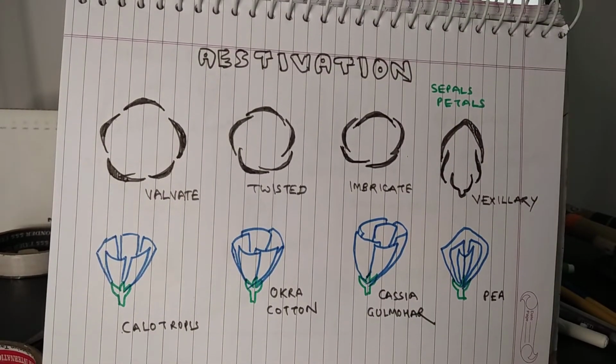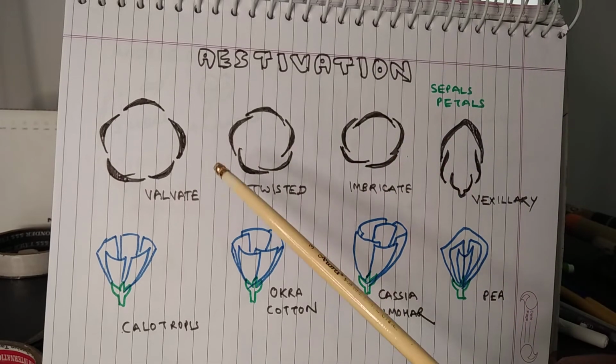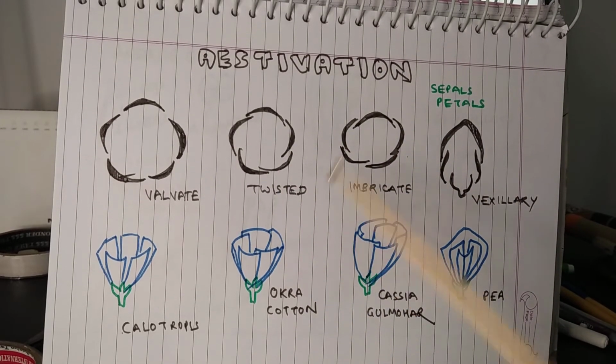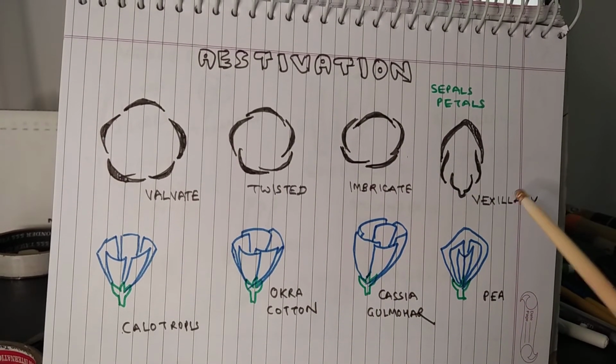Estivation, this is also an important term, and this will help you in studying about various families of angiosperms in the later part of this chapter. Estivation is the arrangement of sepals or petals in relation to each other. There are four types: valvate, twisted, imbricate, and vexillary.